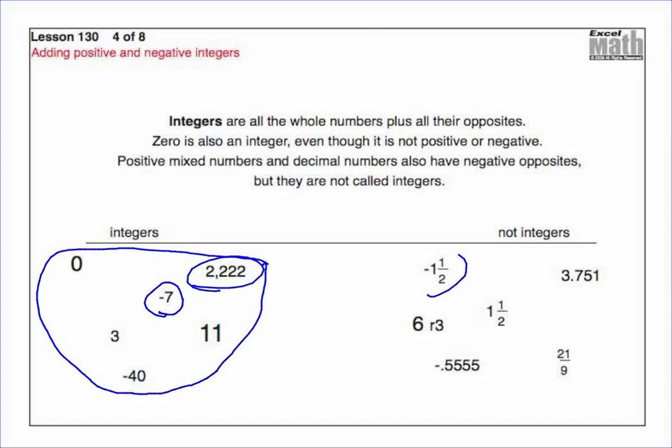This is not an integer. It's a negative, but it's got the fraction 1/2 on there. No fractions in integers. Remainder, can't have a remainder in integers. Can't have decimals in integers. Can't have a fraction. We can't have an improper fraction in integers.